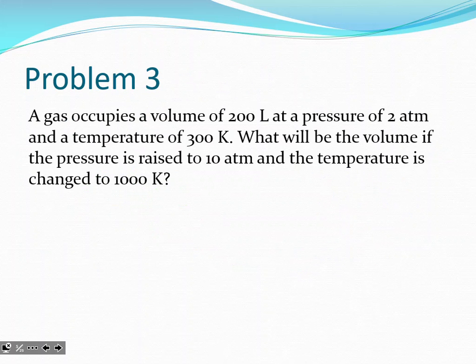Now, this last one here, very simply put, follows the same. We have a gas occupying a volume of 200 liters at a pressure of 2 atm and a temperature of 300 K. What will be the volume if the pressure is raised to 10 and the temperature is changed to 1000 K? Ooh, that's quite a high temperature. So this is also solving for V2. That's what we're missing. So plug it in.